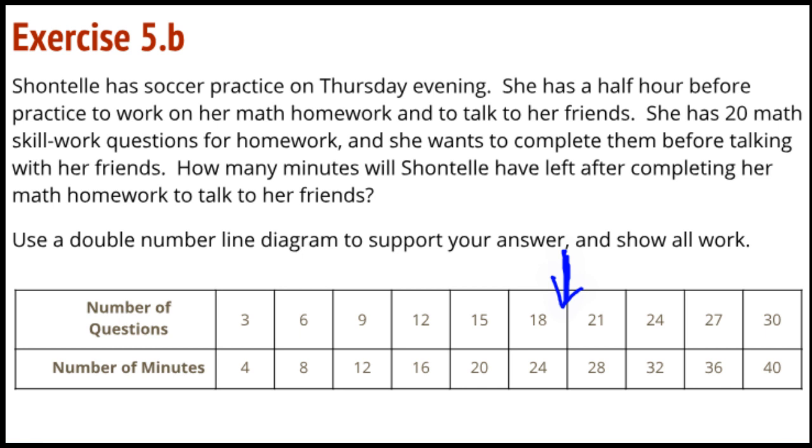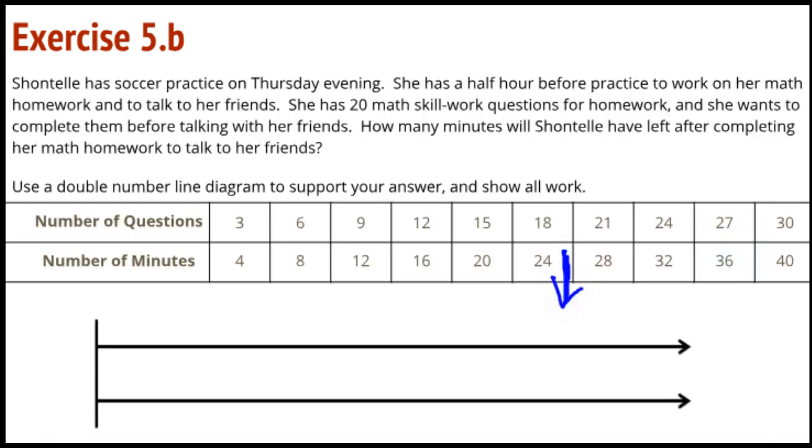And we know that she needs to complete them in under 30 minutes, and we're trying to figure out how long she will get to talk to her friends. So I need to take this information and make a double number line here, and I need to figure out the connection between questions and minutes, particularly 20 questions, and how many minutes that would take.